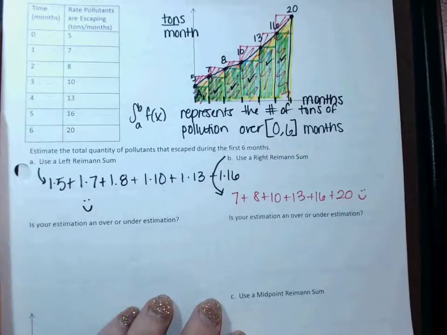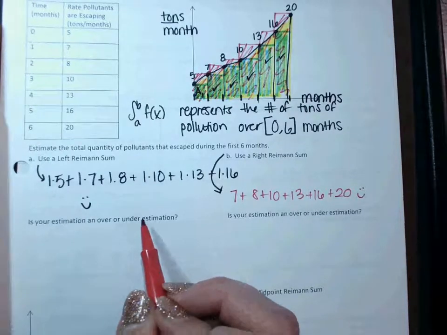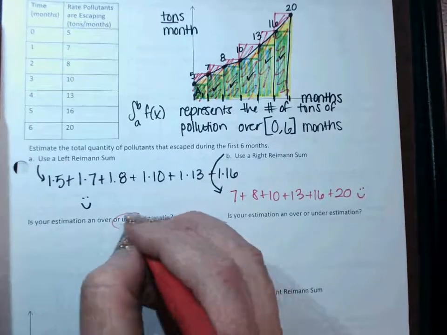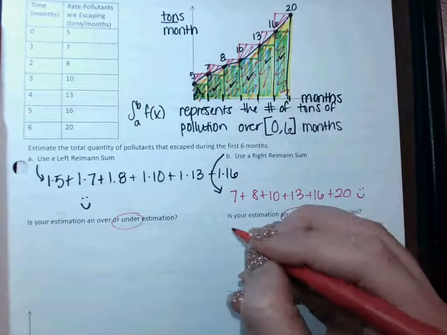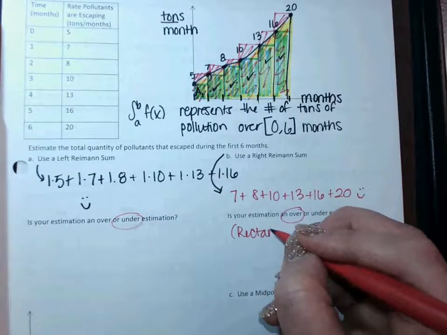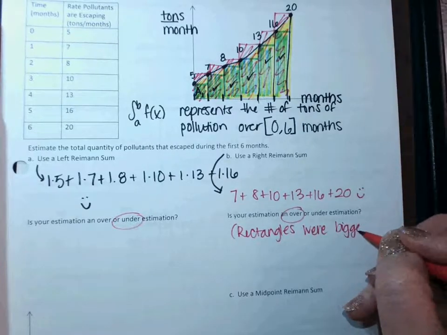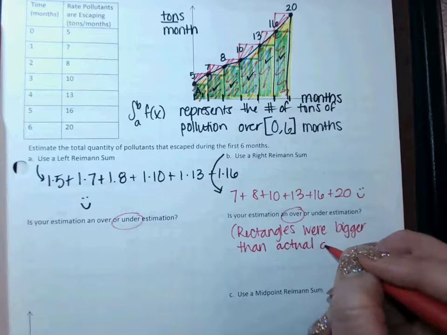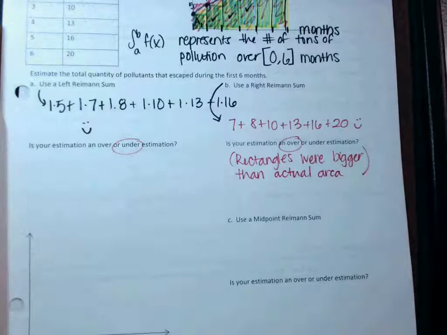Now, quick question for each one. For my left Riemann sum, was it over or under? Left was the first one that we colored. Under. What about the one that we just drew, the red one, on my picture? That was an over. Okay, because your rectangles were bigger than the actual area. Make sense?